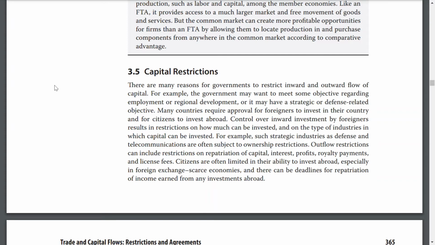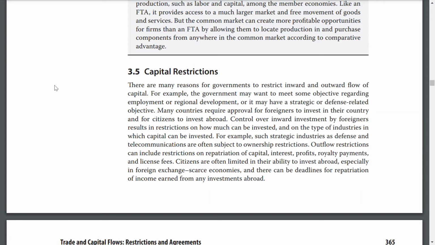Outflow restrictions can include restrictions on repatriation of capital, interest, profits, royalty payments, and licensing fees. Citizens are often limited in their ability to invest abroad, especially in foreign exchange scarce economies, and there can be deadlines for repatriation of income earned from investments abroad.